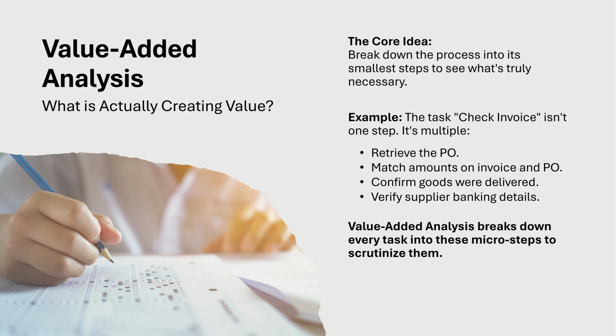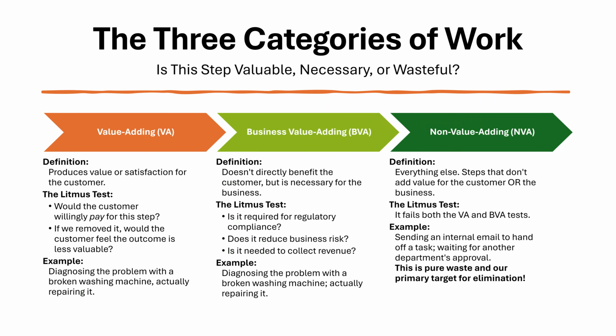Value added analysis forces us to scrutinize every one of those micro steps, which brings us to the three ways we classify work. We classify every step into one of three buckets: VA, BVA, and NVA. First, value adding work. This is the stuff the customer is willing to pay for. Our litmus test is simple: if we removed this step, would the customer perceive the final outcome as less valuable? If the answer is yes, like the steps involved in actually repairing a washing machine, then it's value adding.